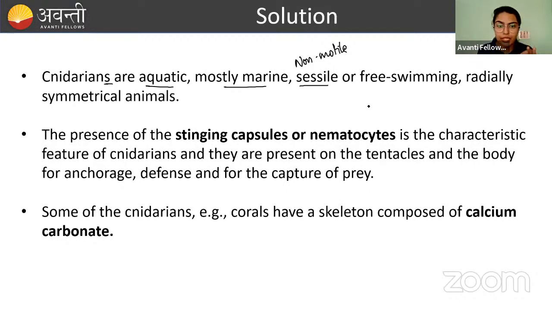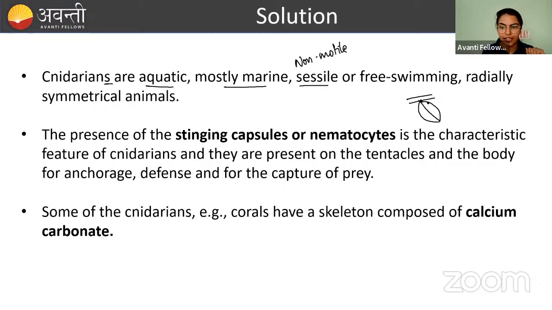See, the word sessile has a different meaning in animals and plants. So in plants, sessile is called, see, there is a branching and there will be a leaf like this. There is no petiole here. तो यहाँ पे petiole होना चाहिए था.